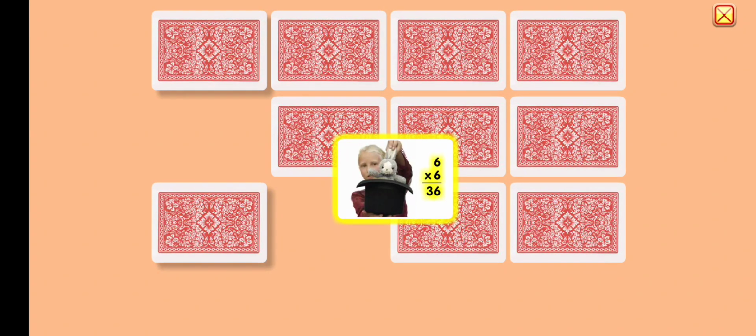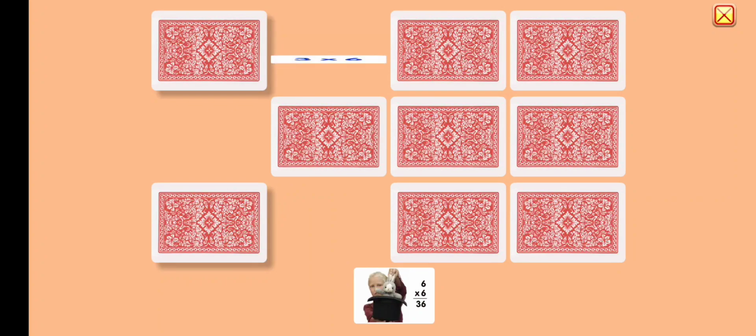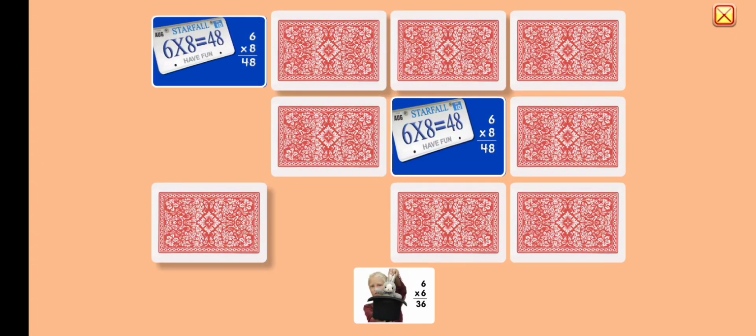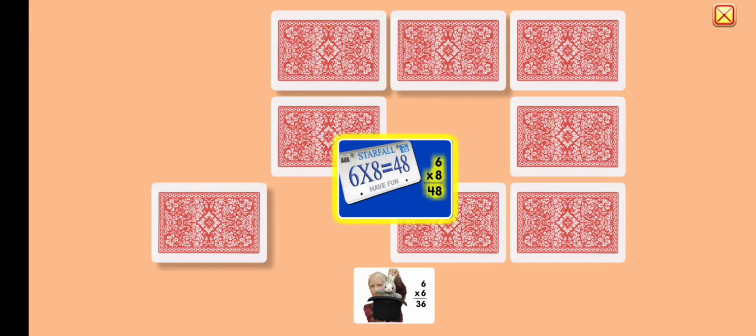Six times six is 36. I can do amazing tricks. Six times eight is 48. It is on my license plate.